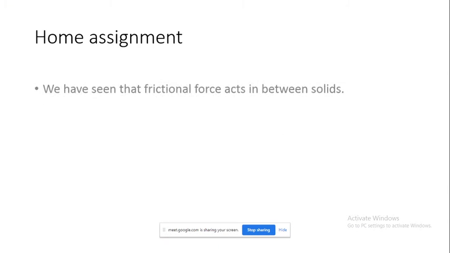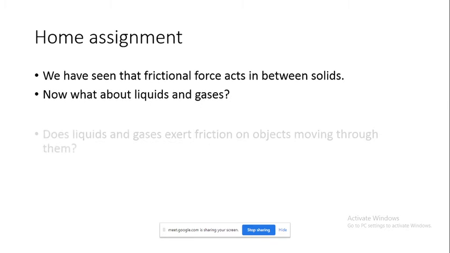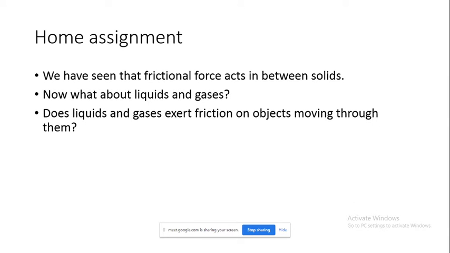So in all the cases we have seen friction acts between two solids, right? Yes, ma'am. So what about liquids and gases? Yes, ma'am, it will act. Who is saying? Okay, Sirishma is saying it will act. Now my question is, do liquids and gases exert friction on objects moving through them?